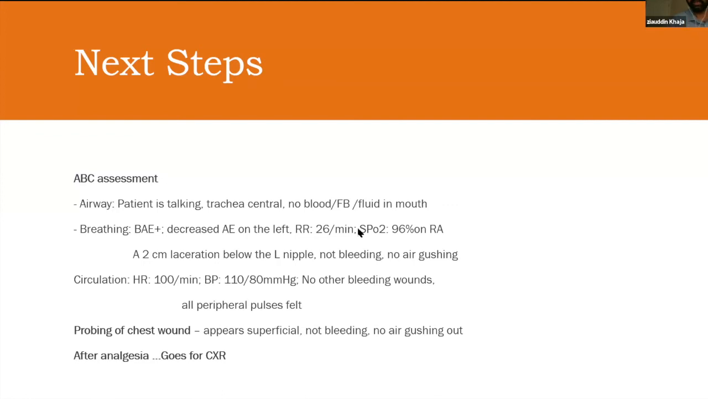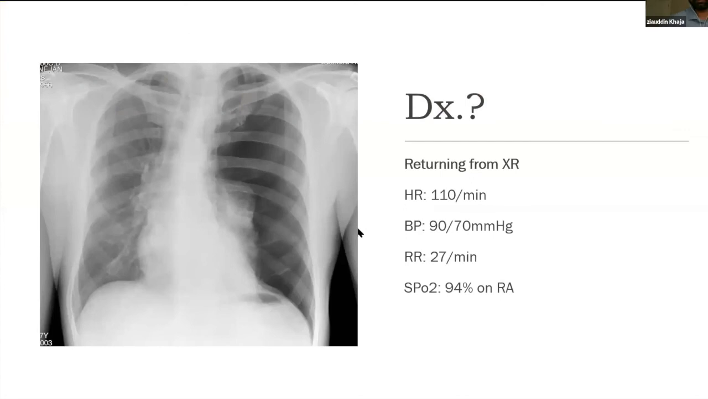So we want to have a look at the wound, like if it's going deep or anything like that. So having probed into the wound, it appeared superficial. No active bleeding, again, no gushing out of air or anything like that. And then we gave him some analgesics and sent him for a chest x-ray. And guess what he comes back with? This. So he comes back with this chest x-ray.